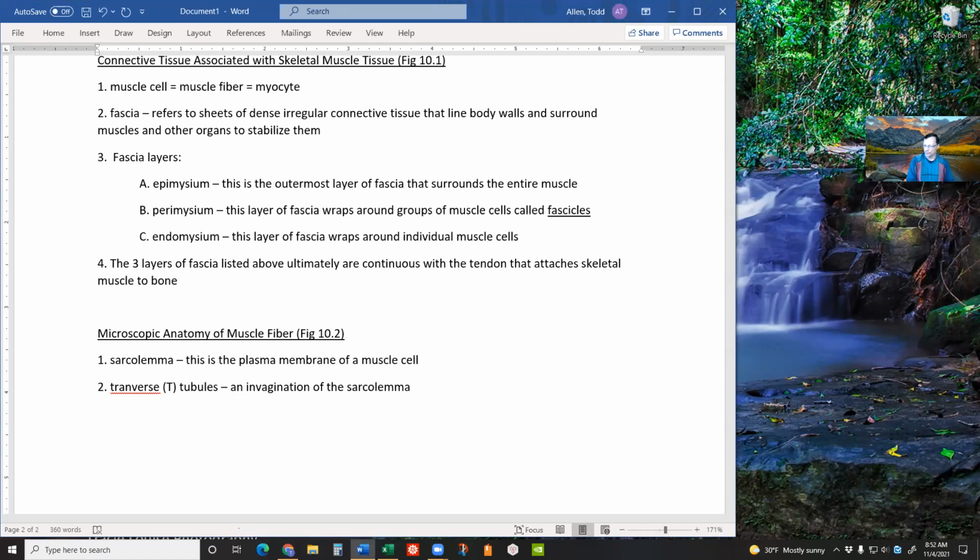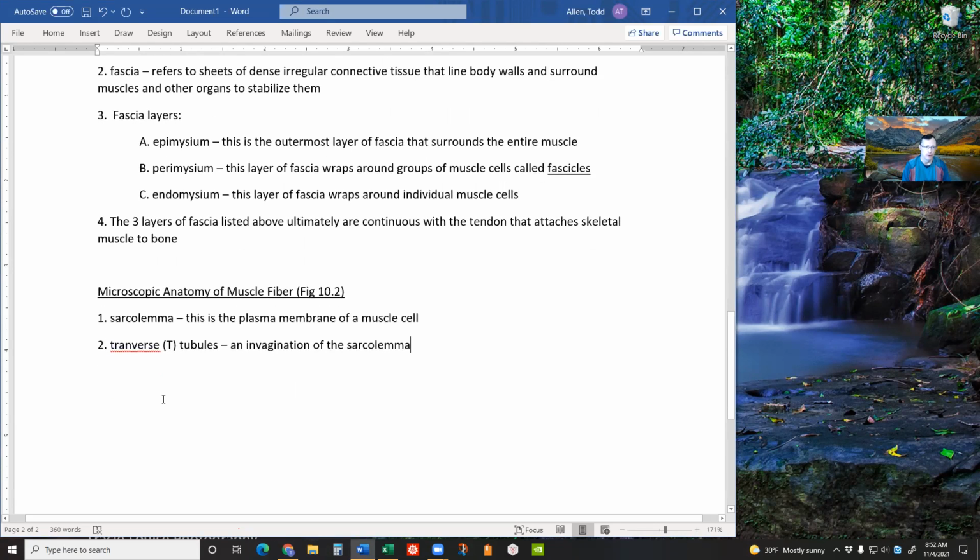These T tubules are really, really important for these electrical signals we're going to be describing to you later on in the course, okay? So now we know what the T tubules are. Let's take a look at some other things.